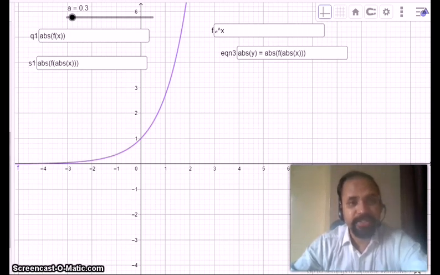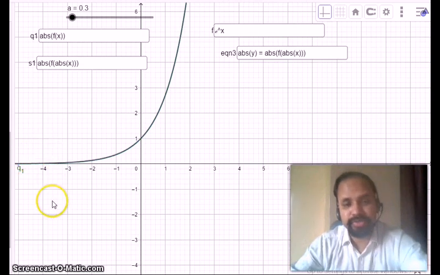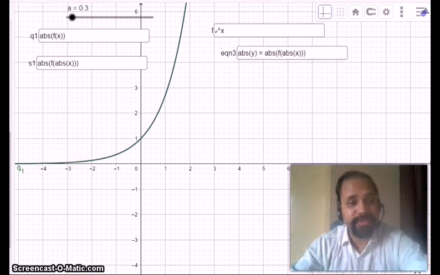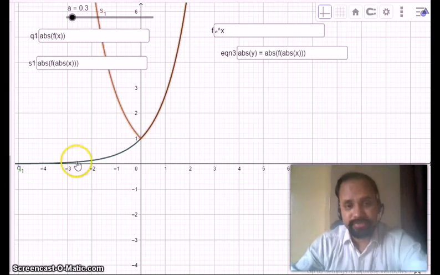That means this one, there is no part below the x-axis, that's why there will be no change in this one. And then we have to draw the graph of mod of e to the power mod x.